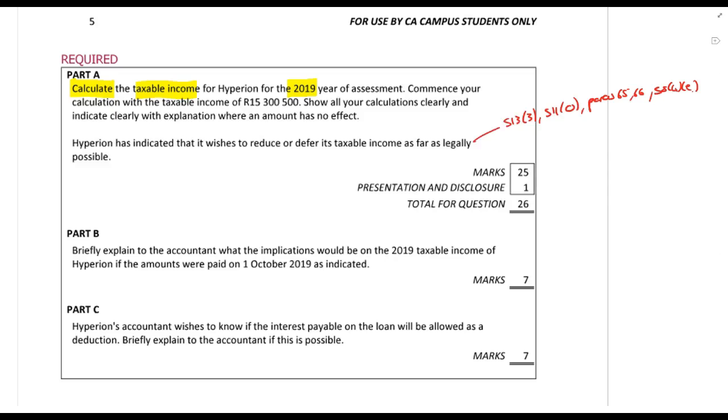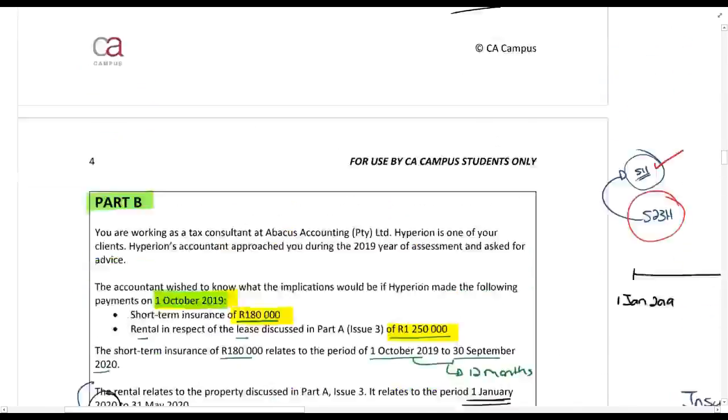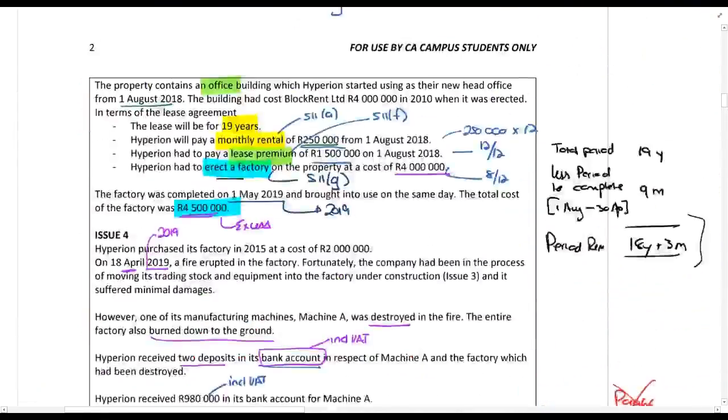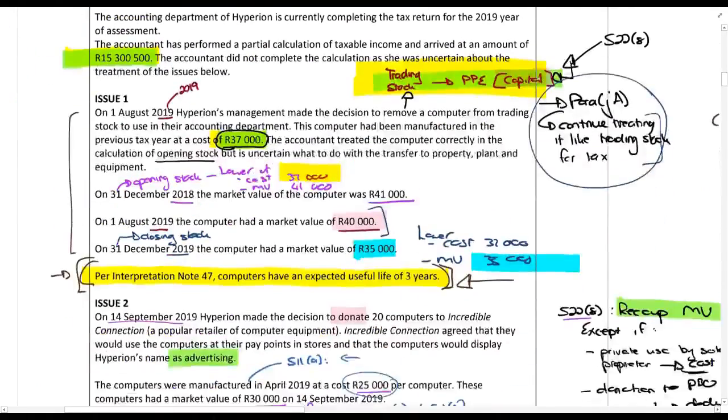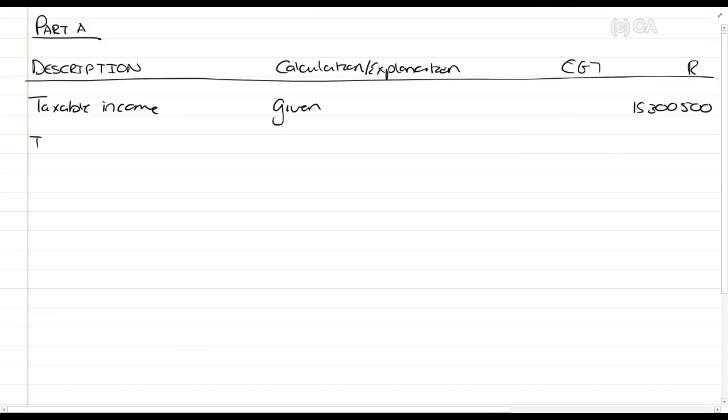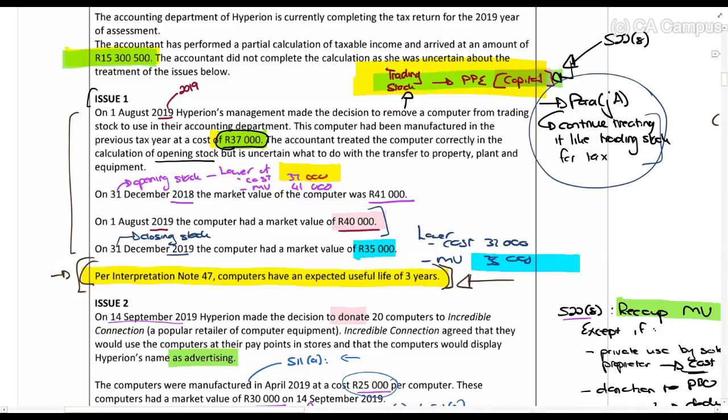All right. So let's go all the way to the top, start of it. So first one is issue 1. Okay, so what happens in issue 1? In issue 1, this is the situation where they decide to remove a computer from trading stock. This computer was manufactured in the previous year. They tell you that the accountant has treated it correctly for opening stock.